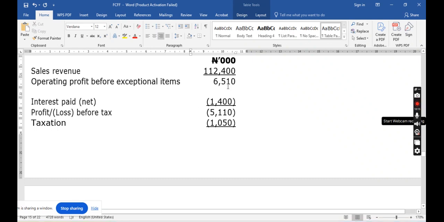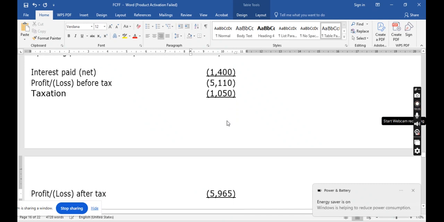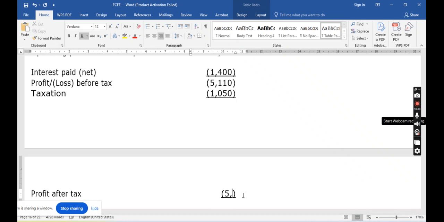Operating profit before the exceptional items minus the interest, right? So the tax, when you minus the tax, what is your profit after tax? 4,060. So they make a profit, right? Is profit, right? 4,060, yes. Okay, 4,060.